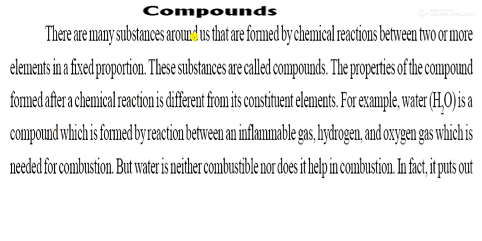Now come to the compound. What is a compound? It is the combination of 2 or more than 2 elements. So they are mainly substances around us that are formed by chemical reaction between 2 or more elements in a fixed proportion. You can remember this one, it is the most important word. It is fixed proportion. These substances are called compounds. The properties of the compound formed after the chemical reaction are different from its constituent elements. It is also different.